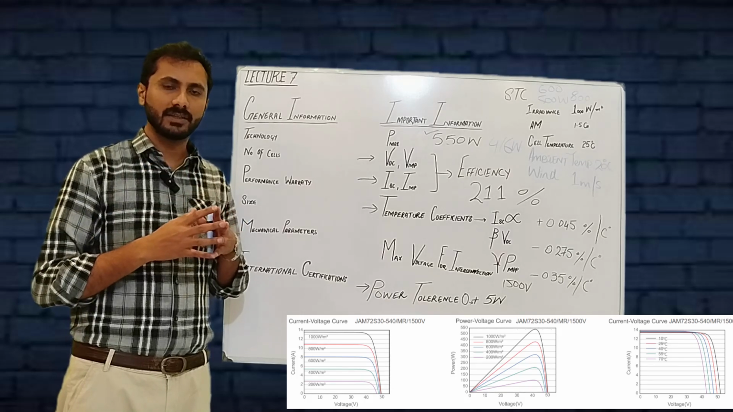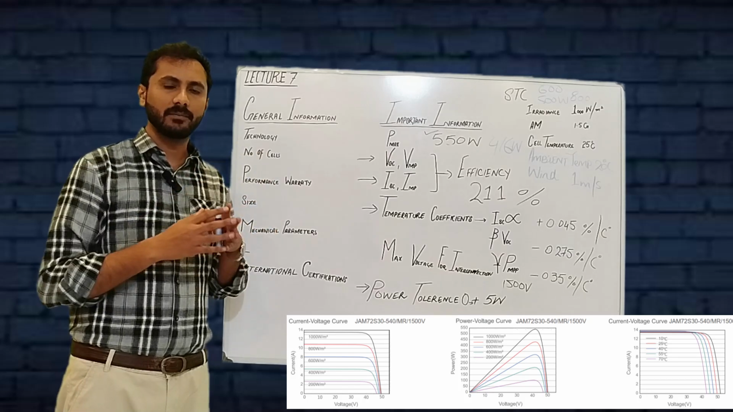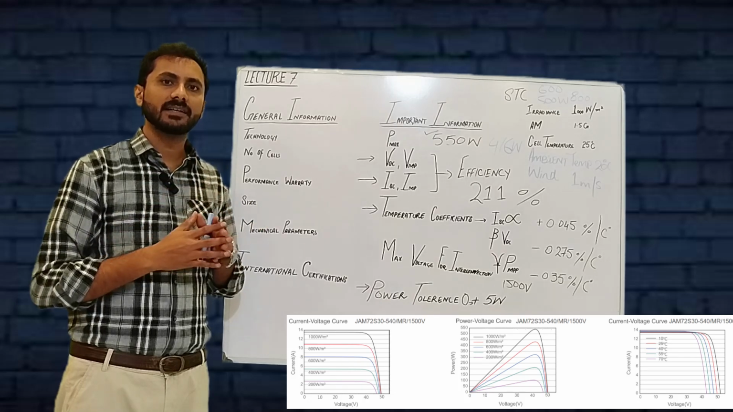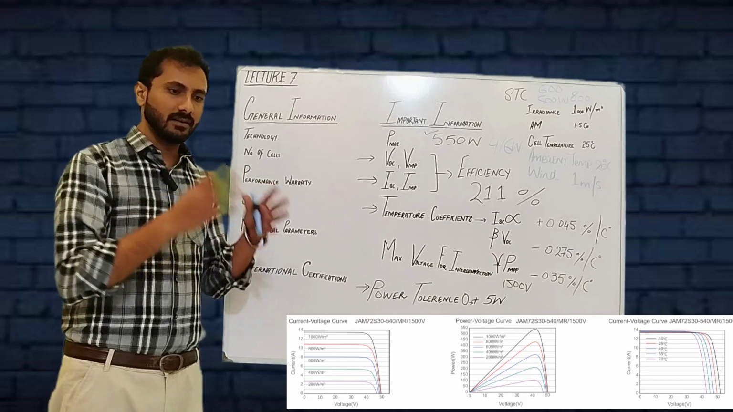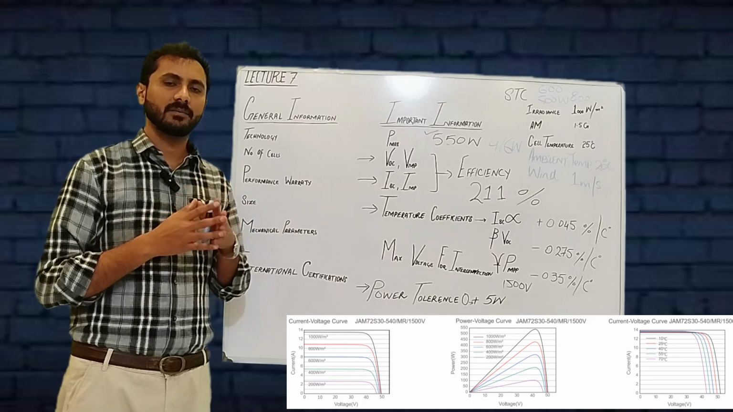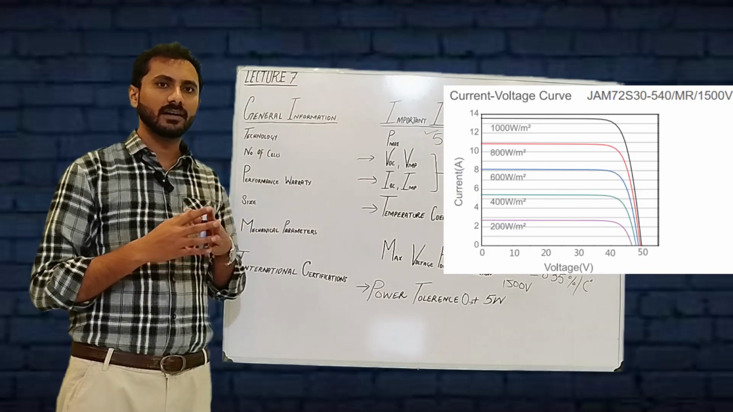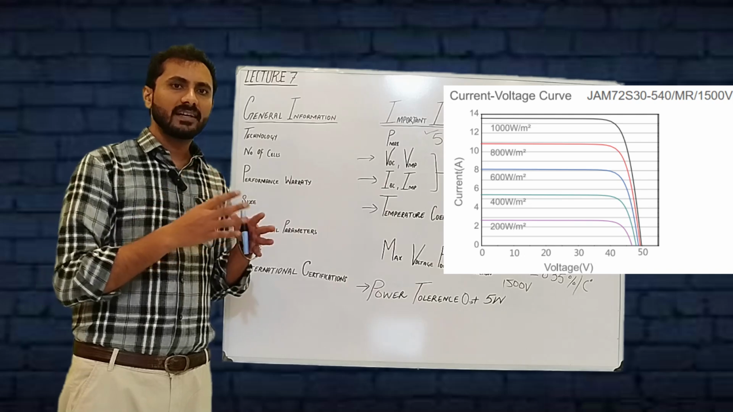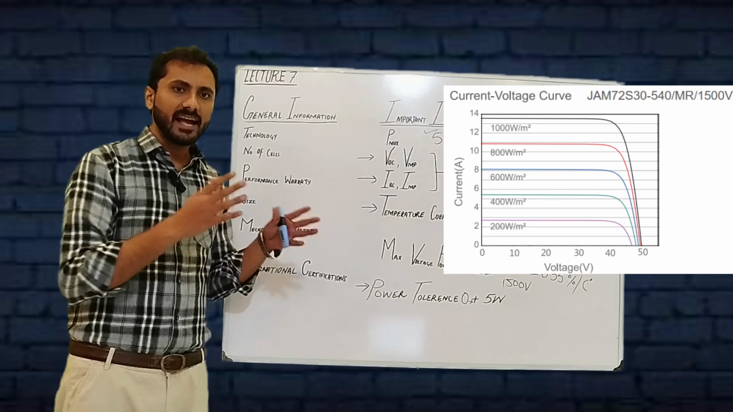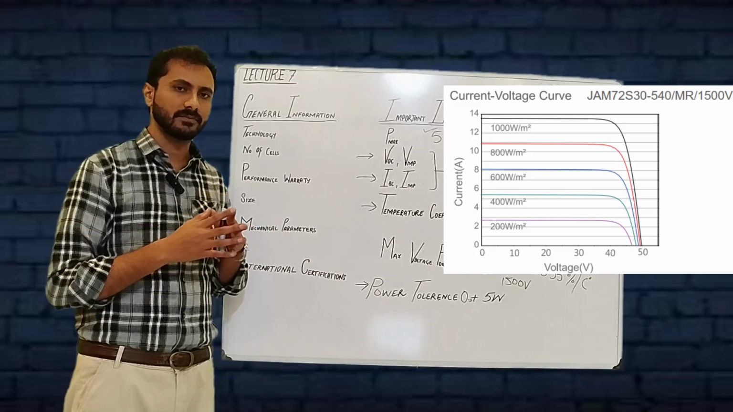the current versus voltage with respect to the radiance coming from the sun, power versus voltage with respect to the radiance coming from the sun, and the current versus voltage with respect to the ambient temperature. Let's discuss the current versus voltage curve with respect to the radiance coming from the sun. When the radiance is low, like in this case 200 watt per meter square, the voltage is nearly equal to 40, and the amps generated from the panels will be around 2 point something amps.